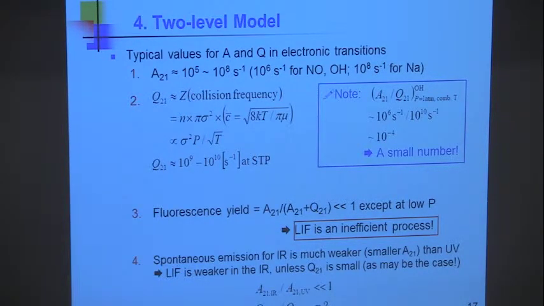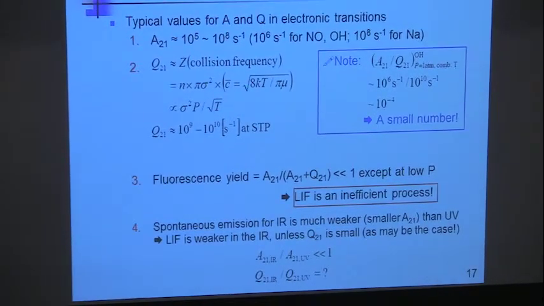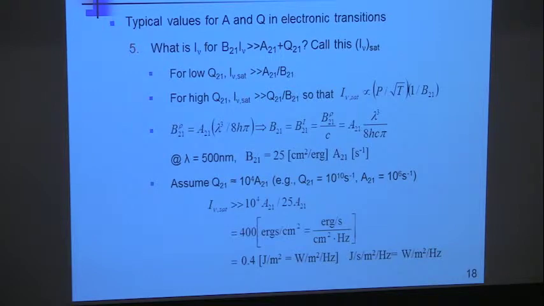But it turns out that when you think about it, the Q for an electronic transition is this big number up here. But Q for infrared has to do with transfers between other energy levels in the ground electronic state. That rate Q for these processes actually can be quite a bit smaller. It turns out that A over Q maybe isn't that bad for the infrared. That's the whole idea. Okay, here's some typical values for electronic transitions. Virtually everybody does LIF for electronic transitions.